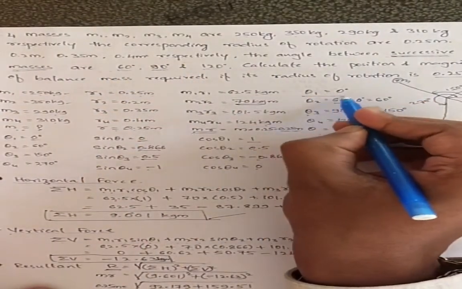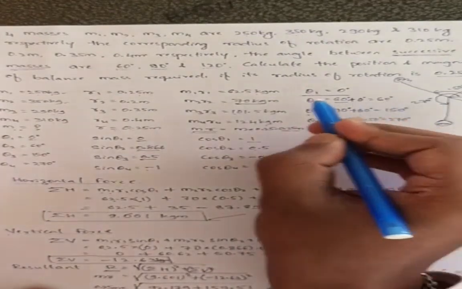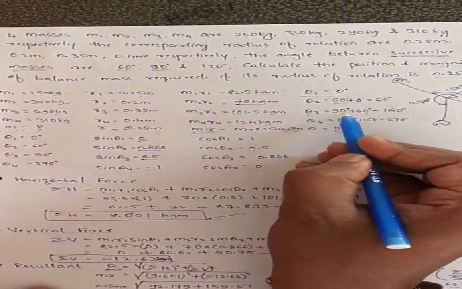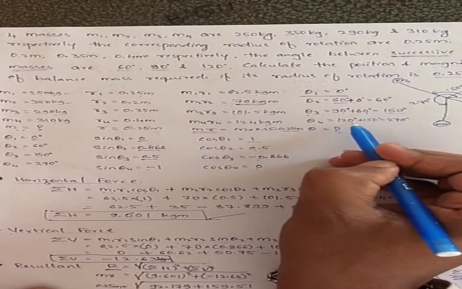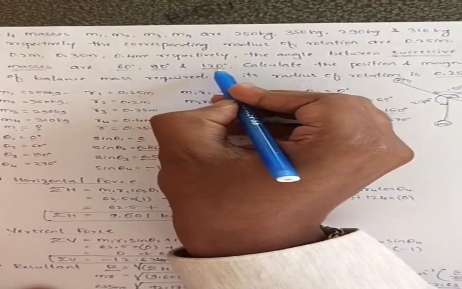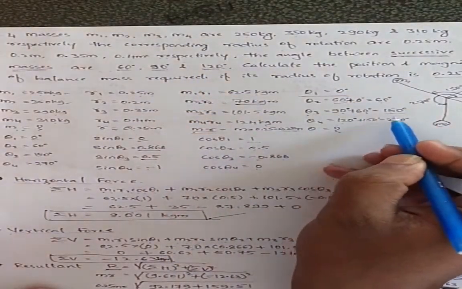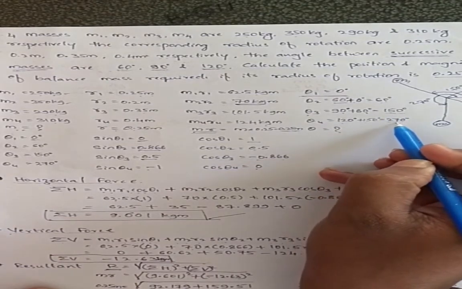See, theta 1 will always be 0 degrees. So 60 plus 0 will get 60. Then 90 plus the previous angle 60, so that is 150 you will get. Then the third angle is 150, and the fourth angle, 120 degrees, is given. The previous angle, that is the third angle, is 150. If you add, you will get 270 degrees.